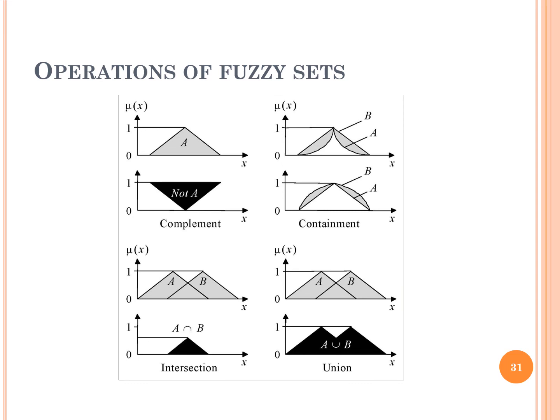Okay, we look at the operation of fuzzy set. It is a function. We have A and then not A, the complement of it. Okay, this is for containment. And then we have intersection and union.